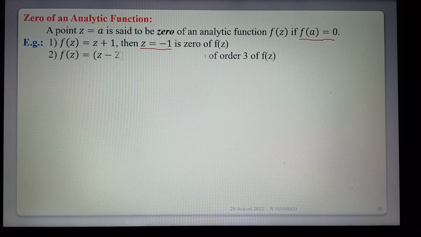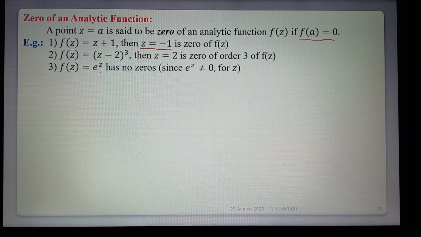Second example, f of z is equal to (z minus 2) whole cube. Which point satisfies here? z is equal to 2 is a zero of the given function, and how many times repeated? 3 times. So z equal to 2 is a zero of order 3. Okay, third example here, f of z is equal to e power z. It has no zero, because for any z value substituting, e power z is not equal to 0.